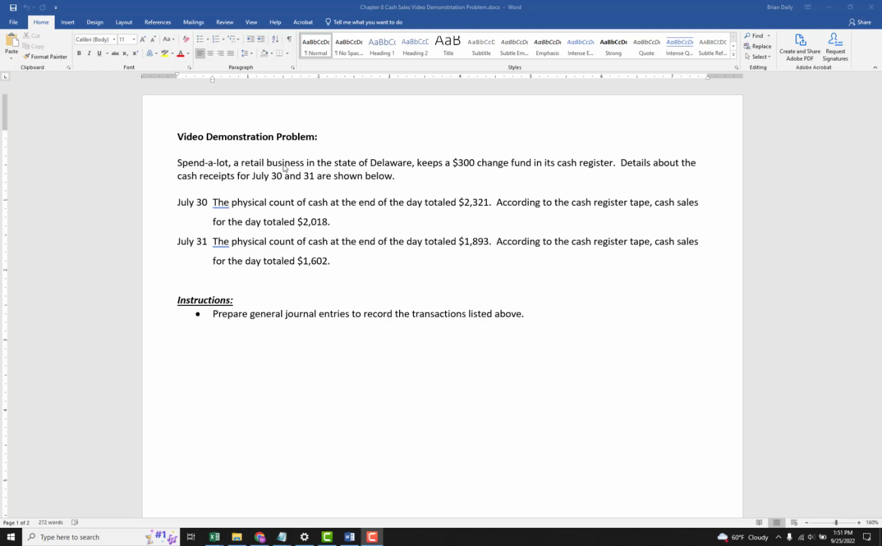Spend a Lot, a retail business in the state of Delaware, keeps a $300 change fund in its cash register. Details about the cash receipts for July 30 and July 31st are shown below. So one thing you might notice right away when you read that narrative is that the narrative mentions that this business is located in Delaware.